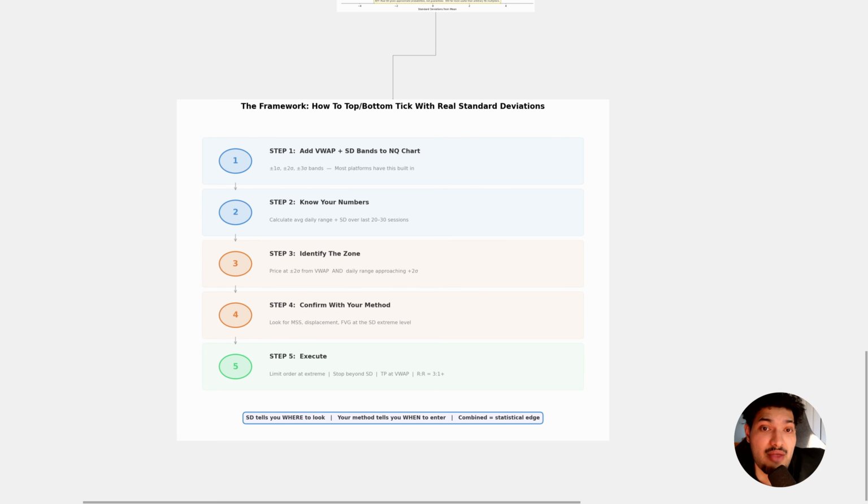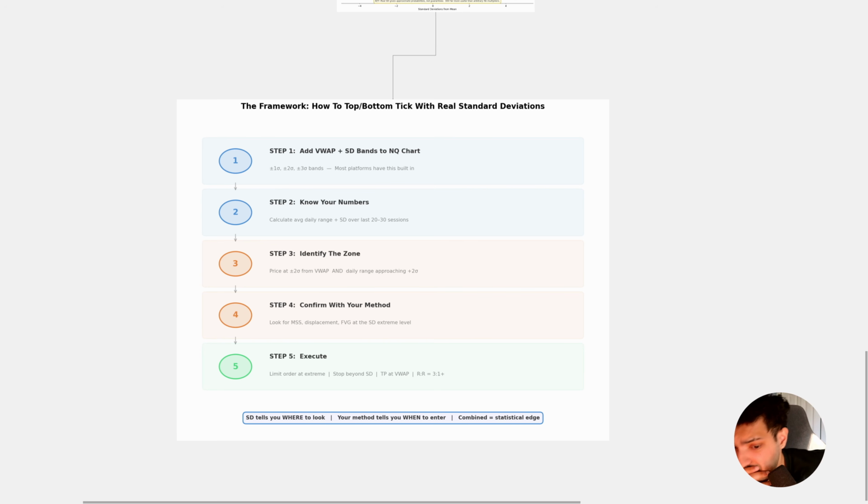But in addition to that, there's a bunch of other execution methodologies. You can look for a market structure shift, change of character, break of structure, quote unquote, displacement, and then a fair value gap at the standard deviation extreme level. So if it hits that level, then you see a change in character, then you just expect the retrace into the fair value gap, and then hopefully it can go even higher, right, to your level. And then that's all it is. It's just you execute, right?